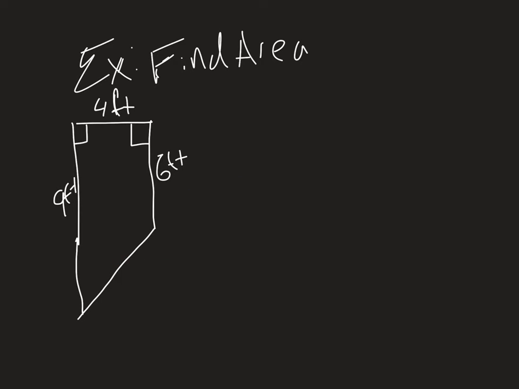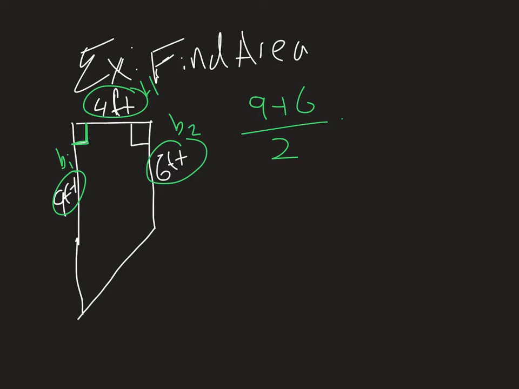So let's see what this would look like in practice. We have an example here. We know that the two bases, these two parallel sides, are 9 and 6, respectively. We know that the height, because we're looking at this right angle here, is 4 feet. So that's our height. This would be base 1, this would be base 2. Whatever you want to call them, the order doesn't so much matter. So essentially I'm going to have 9 plus 6 divided by 2 times 4.